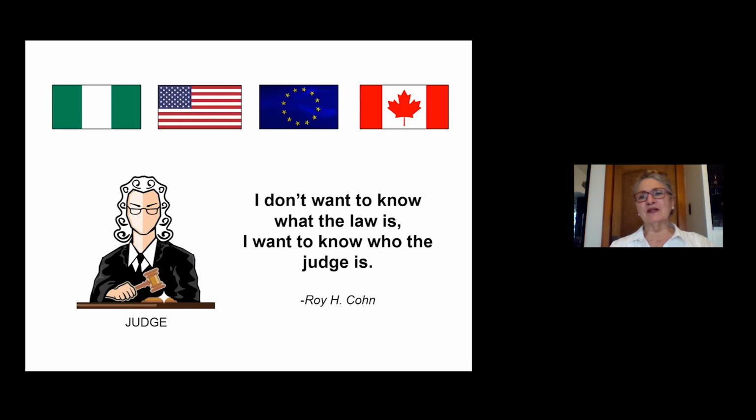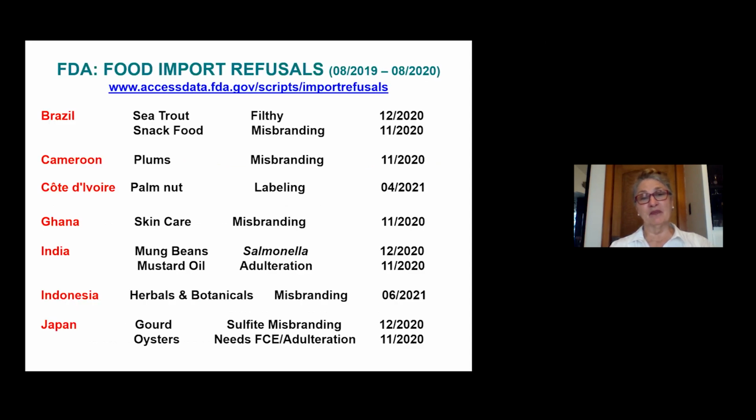So you don't always want to know what the law is, you want to know who the judge is. So all countries have different food laws and regulations, but when it comes down to trade, the judge is Codex Alimentarius. So these are some of the FDA rejections that have happened in your country. This is not meant to make anybody feel uncomfortable. This happens in the US, as you will see, as far as any place else. And sometimes we have to look at this and say, okay, what is some of our problems?